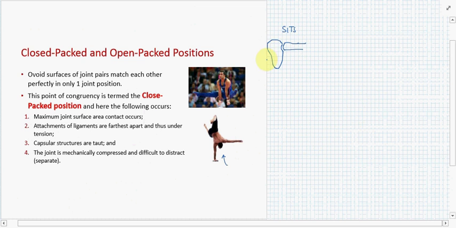what that tends to do is twist the ligaments that are surrounding this particular joint, and therefore decrease the distance that they are apart, and therefore make them tight, and therefore it allows for a more taut or tight capsular structure, which tends to reinforce it, right? The joint is mechanically compressed and difficult to distract or separate. It's exactly what you want in this position or in this position over here.